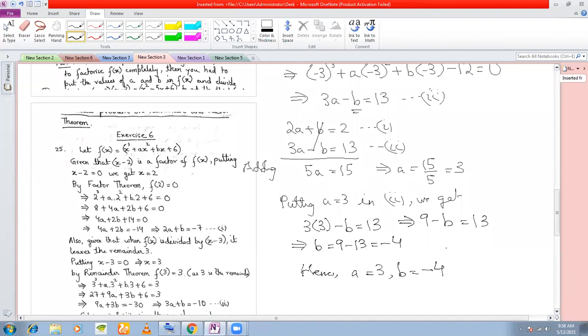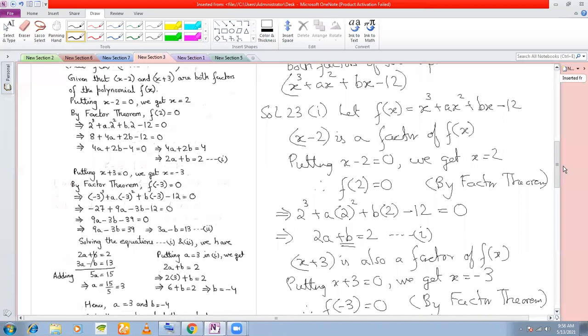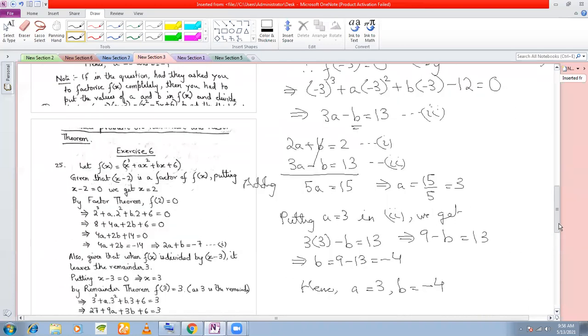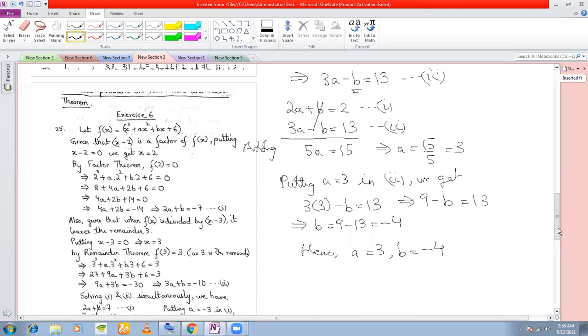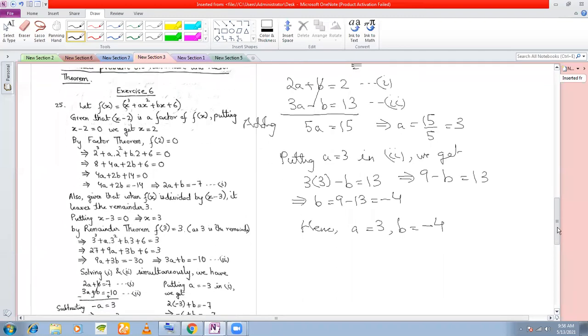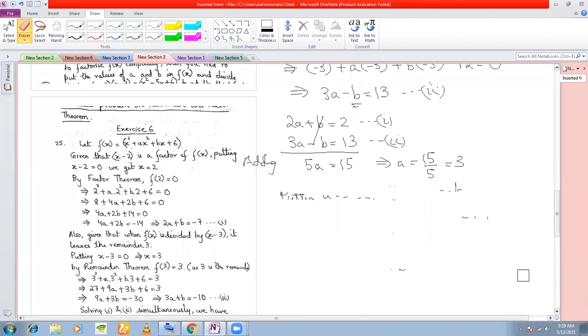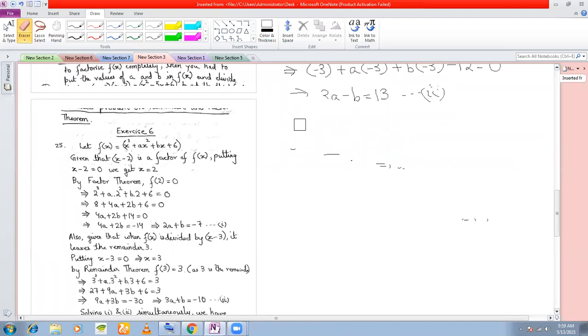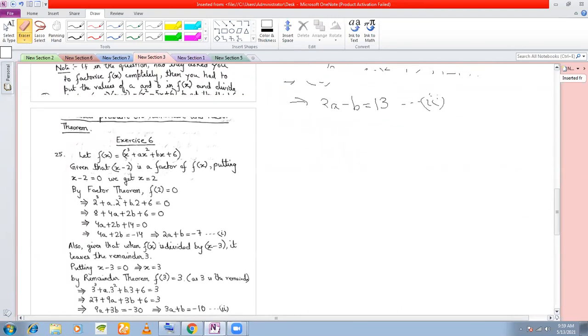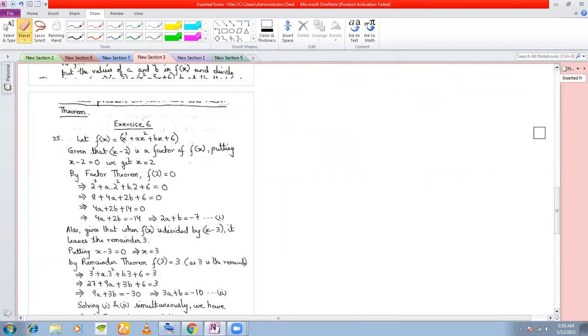So that was 23.1. We move on to the next problem. Now this is a mixed problem from remainder and factor theorem. Till now, whatever problems we have done were either based on the remainder theorem or the factor theorem, purely one or the other. Now we haven't done a problem that has application of both theorems, so we'll do one problem from this.